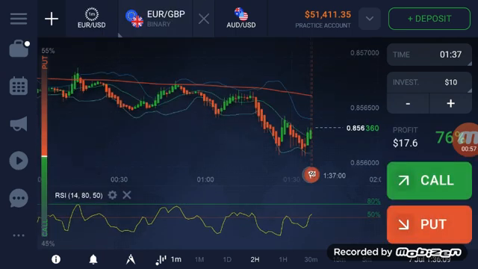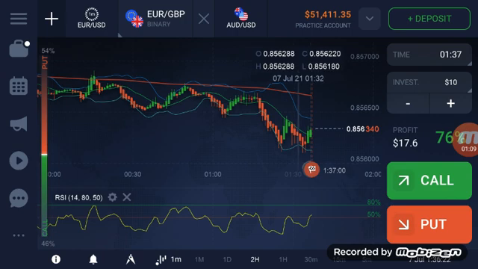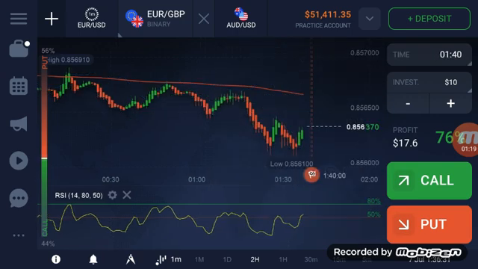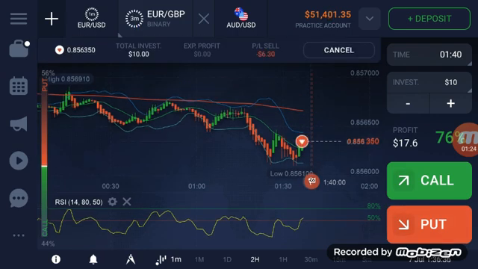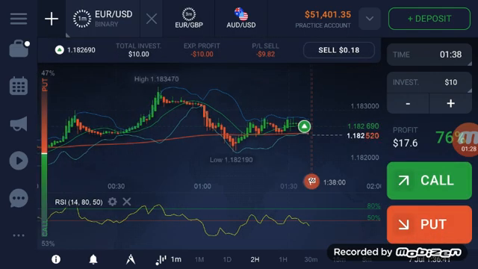Let's look at some other markets. For a 2-hour view of the market, these candles are really long. So it looks like it's going to go down here, so I'm gonna go 140 down. Let's see where we are here. Okay, looks like we're gonna lose this trade.